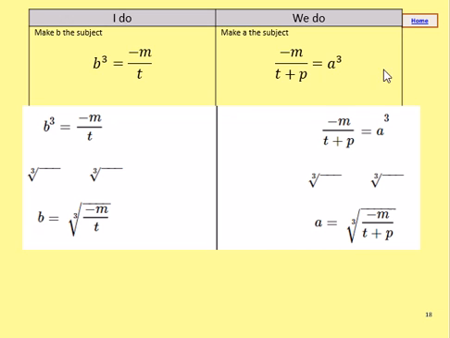So for the we-do, take the cube root of both sides, so we get cube root, a equals cube root of negative m over t plus p. Mark that in green pen, please.